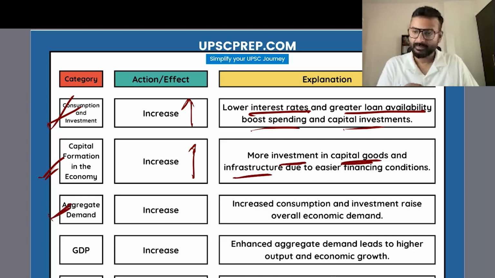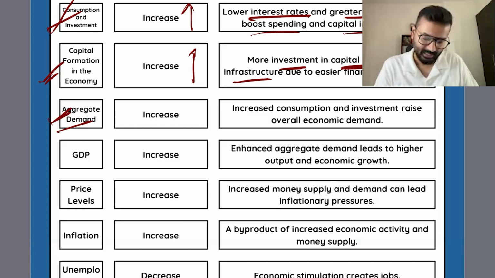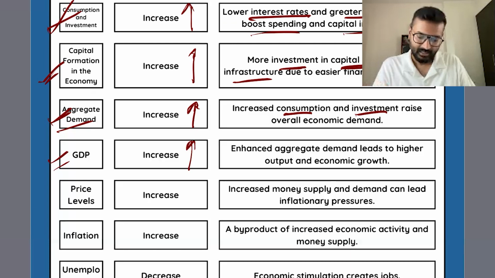What happens to aggregate demand? Now, this was the goal of the RBI when it adopted expansionary monetary policy. The aggregate demand has increased, right? Because there is now more consumption and more investment in the economy. What happens to GDP? GDP will also increase. Economic activity has increased. There is higher output. There is higher economic growth.